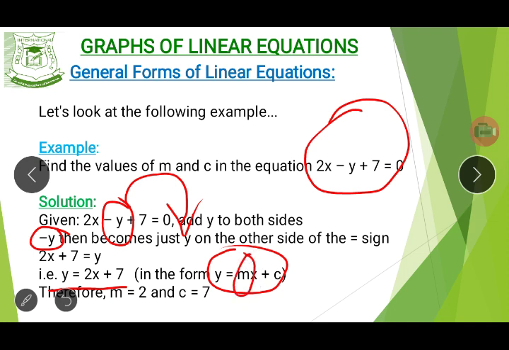What is going to be our m? The number beside x. And what is the number beside x here? It is what? 2. Do you see that now? Our m is 2 here. And then here our c is the number that stands alone, the constant, which is what? 7. Do you see that now? Our c is what? 7. Can you see that now?